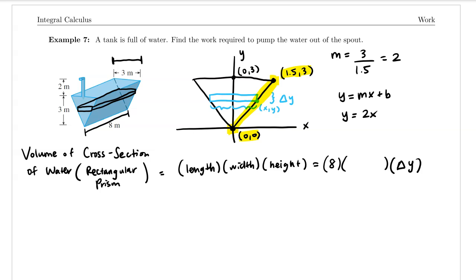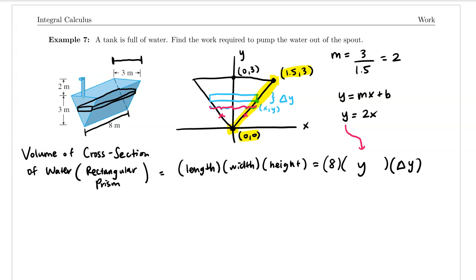Now, this distance is x, and this distance is also x, and therefore the width of my slice of water in total is x plus x, which is 2x. But because right here we have delta y, we're going to eventually be integrating with respect to y. So instead of writing 2x here, I'm going to write its equivalent in terms of y, which is y. So I have 8 times y times delta y, and that represents the volume of one of my cross-sections.